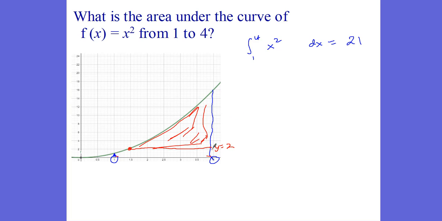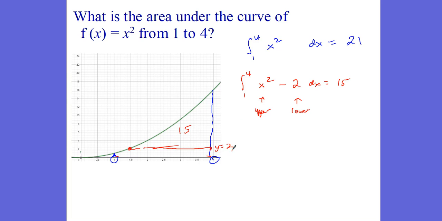So one way is we take our upper function minus our lower function, okay? So the area underneath all of this guy is from 1 to 4 of my x squared minus my 2. My upper function here is x squared. My lower function is 2 with respect to dx, and we end up getting 15 here. So this ends up giving me an area of 15 right here.